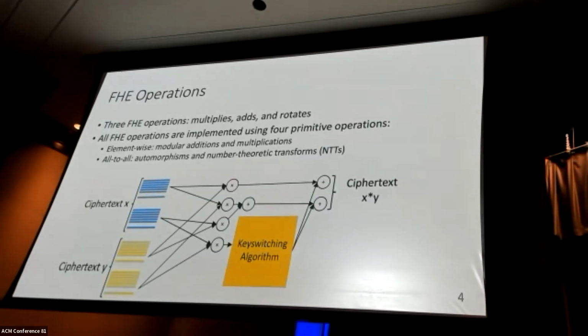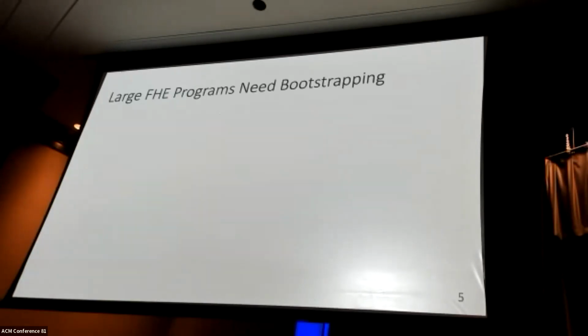So this diagram here shows the primitive polynomial operations you need to apply to implement a multiplication of ciphertext X and Y. The key switching algorithm is an FHE algorithm composed of hundreds to thousands of primitive polynomial operations. This makes it a key computational kernel in FHE because it's responsible for over 90% of compute in most FHE benchmarks. And we'll come back to key switching throughout this talk.